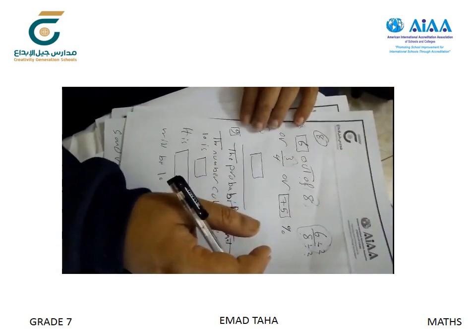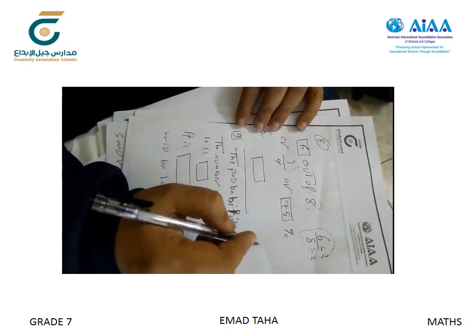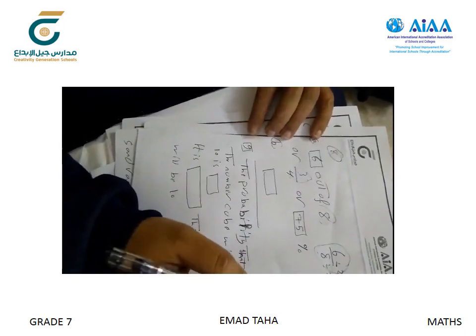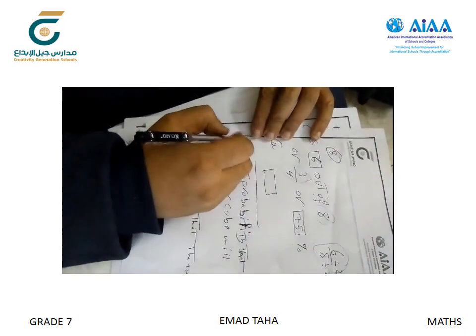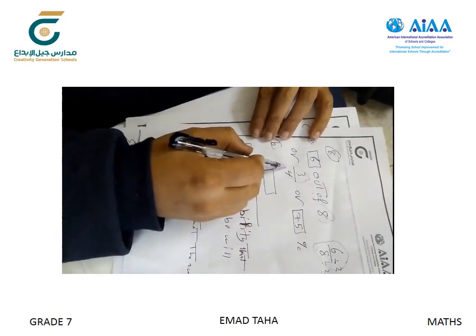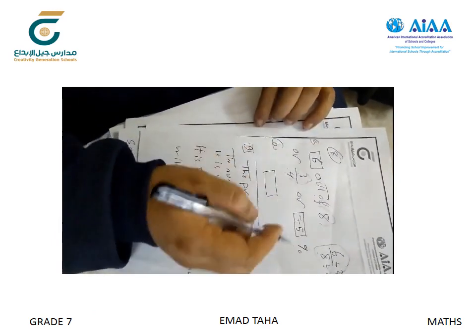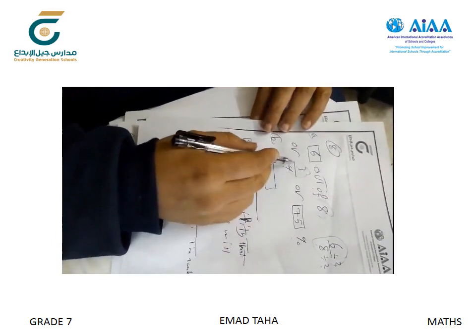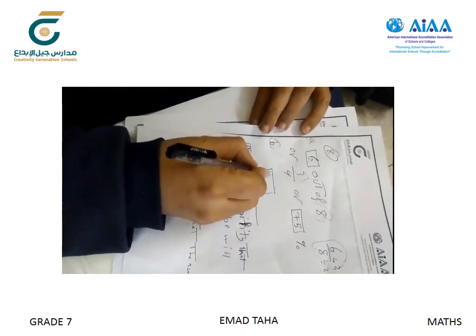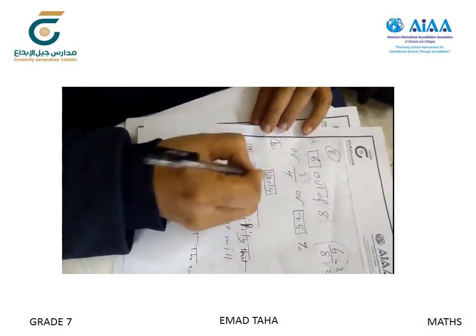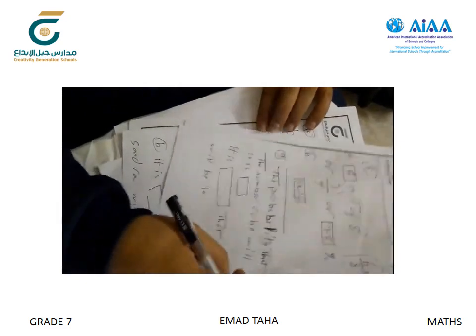Okay, number B. Is it likely or unlikely that the spinner will land on green? Look, the probability is 3 over 4. Smaller than half or greater than half? Yes, greater than half. So it's likely to land on green.